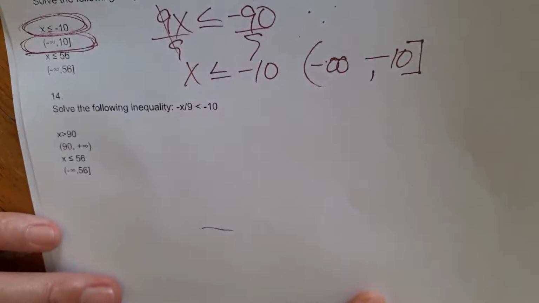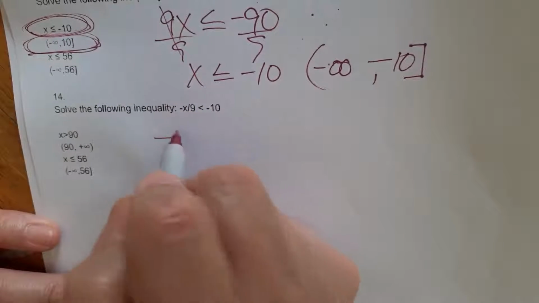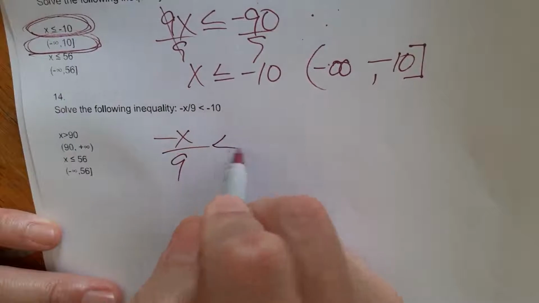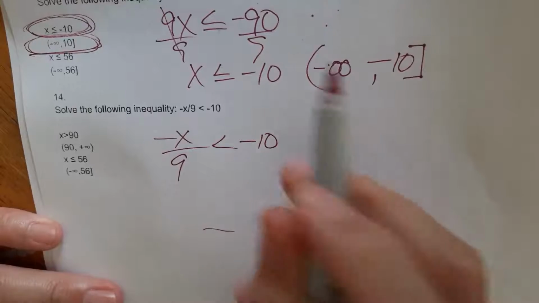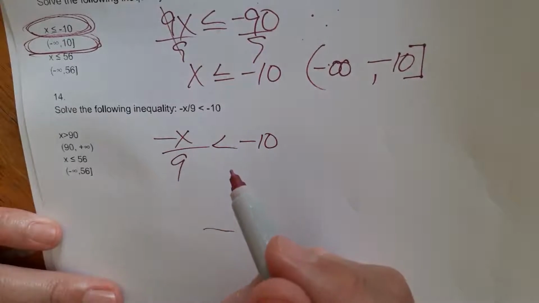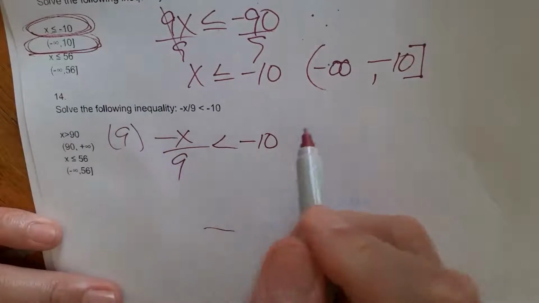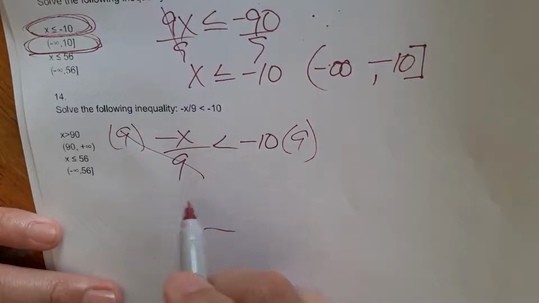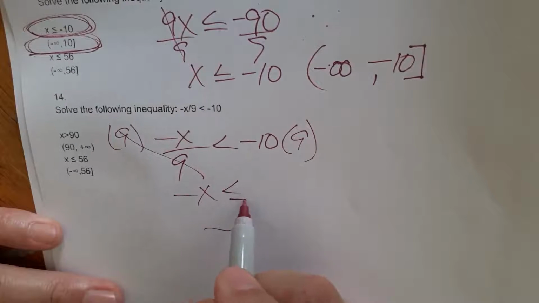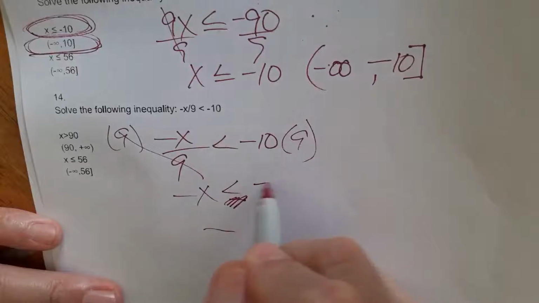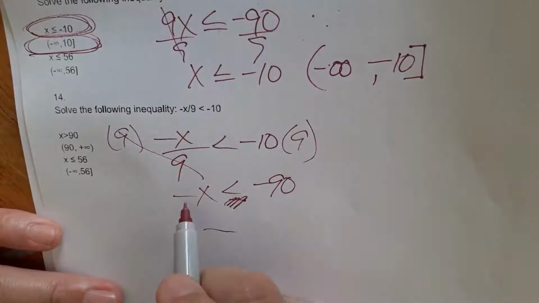Okay, all right, let's go to the next. Negative x over 9 is less than -10. Okay, so couple things here. Let's multiply both sides by 9. Gone. Negative x is less than -90, right?